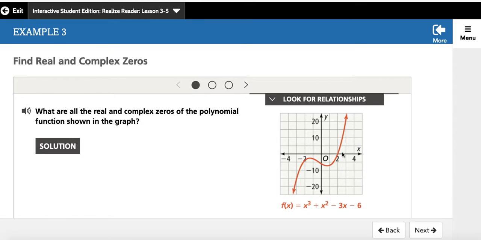Here it is. We can see there's one zero, a real zero, at 2. But because it has an exponent of 3, there are 3 zeros, and they only show us one of them. So the other two must be imaginary. Let's see how they do that.